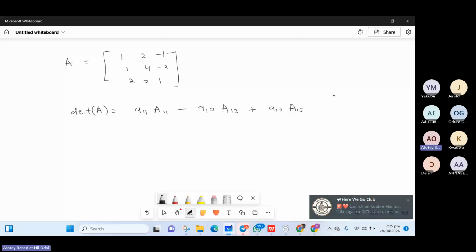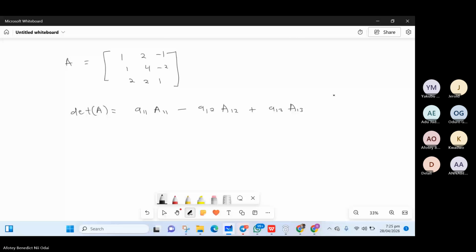You have to follow the minor to cofactor convention. So the signs go positive, negative, positive, negative, positive, negative, positive, negative, and positive. Because I was finding the determinant using the first row, the -2 becomes like a subtraction, and of course this becomes positive. The first one is already positive.